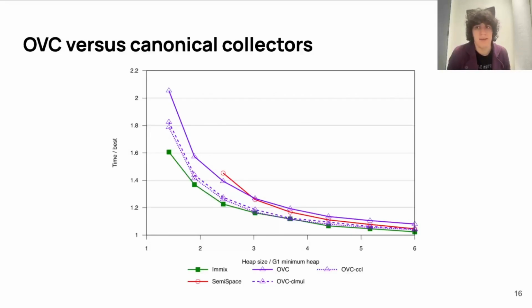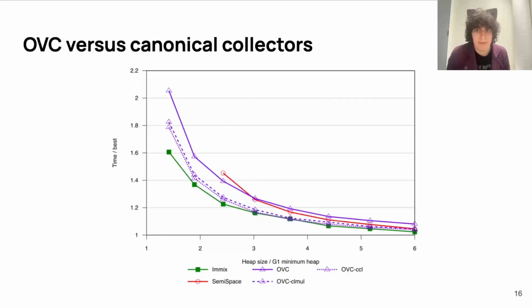Both CCL and CL-mol variants approach, but are still outperformed by IMIX. But the vanilla OVC is closer to semi-space. Nonetheless, all of the offset vector compactors can run the tightest heaps of all the evaluated collectors. The two branch-free variants perform fairly similarly, but the CCL variant does slightly and consistently outperform the CL-mol variant.